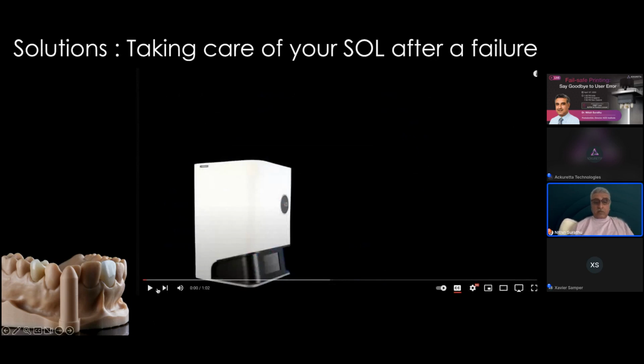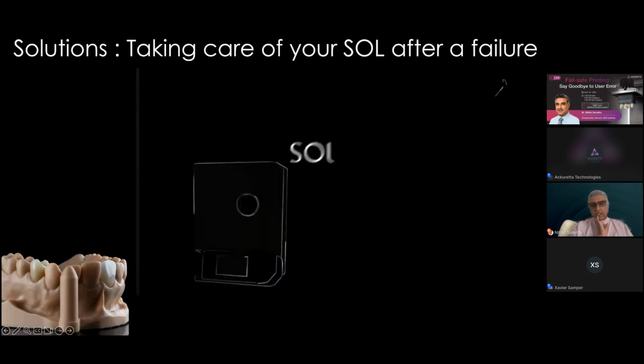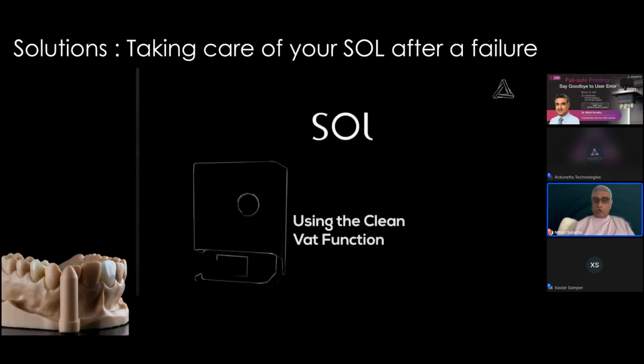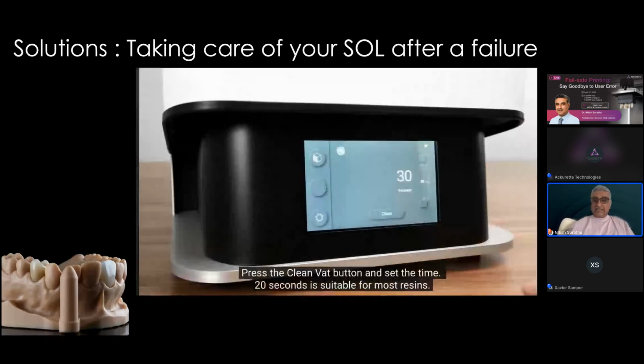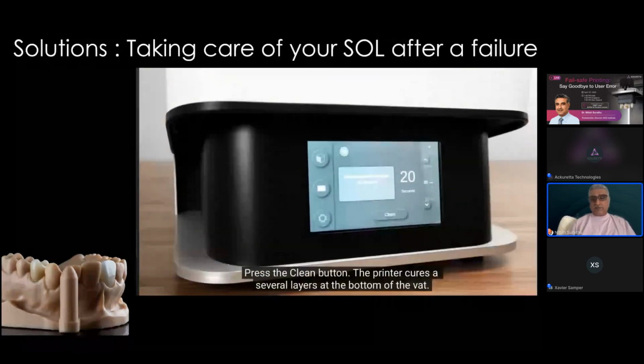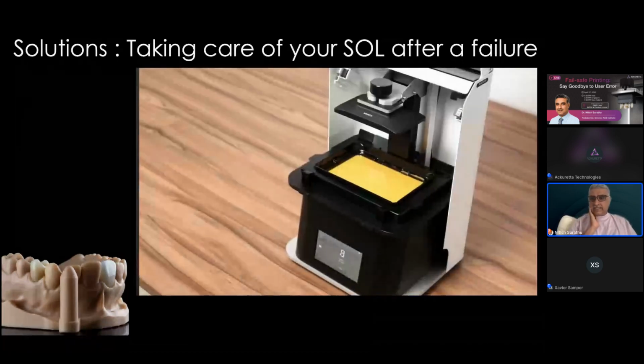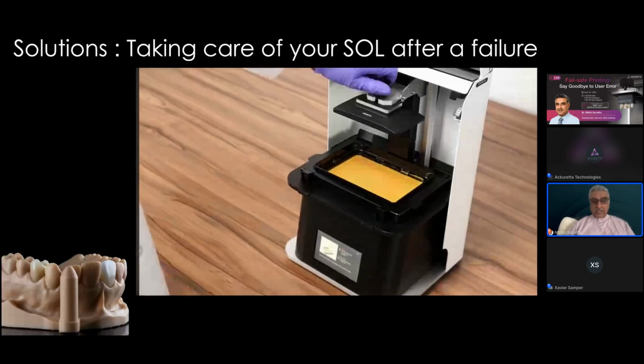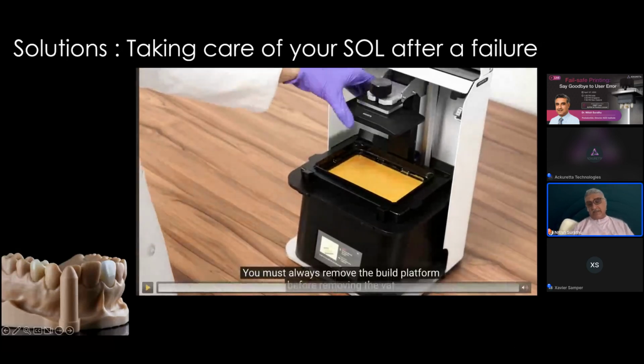Here's something I really, really want to talk about. What do you do after a failure? It's all very nice to talk about why failures occur, but here's typically what I do after a failure occurs. So let's get to this play button here and play this. So we've had a model print with the Curo element resin fail on this printer. The Sol comes with what are called preset times for vat cleaning. And if you've got the right resin set on the printer, then you can select what's called the clean vat function. What the clean vat function does is something very, very unique.